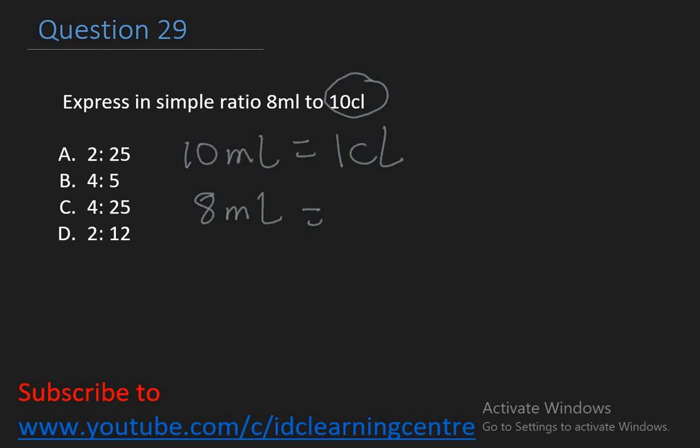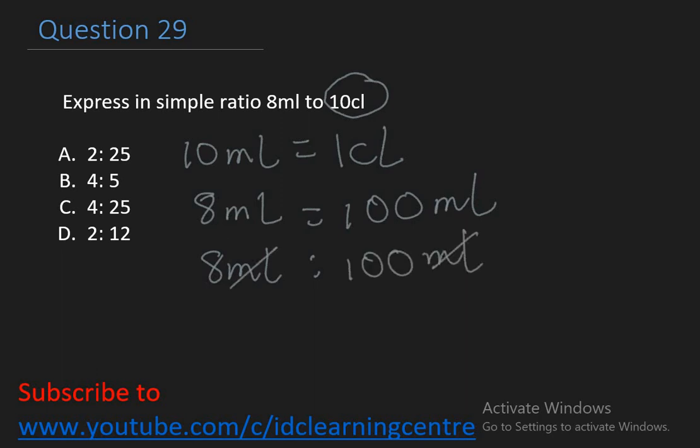So to change to milliliters, you multiply by 10 to give you 100 milliliters. So the ratio we are expressing is 8 milliliters ratio 100 milliliters. Milliliters cancels milliliters. 8 divided by 4 will give us 2 ratio. 100 divided by 4 is 25. So the answer is A, 2 ratio 25.